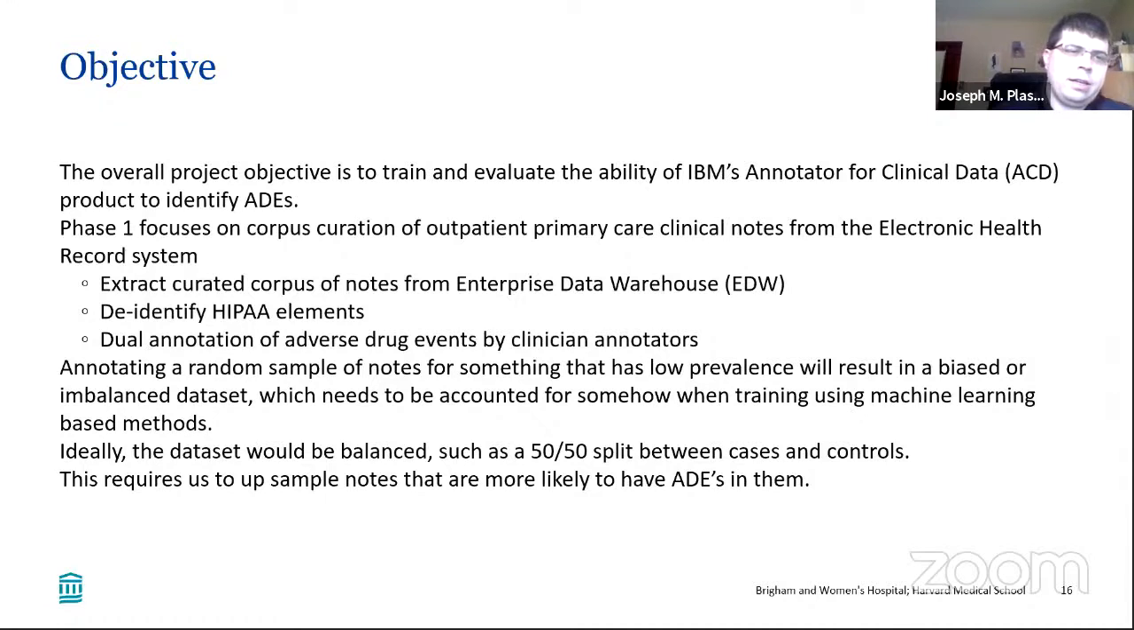Annotating a random sample of notes for something that has low prevalence, in other words, is relatively rare, will result in a biased or imbalanced data set, which needs to be accounted for when training using machine learning-based methods. Ideally, the data set would be balanced, such as a 50-50 split between cases and controls. This requires us to sample notes that are more likely to have ADEs in them.